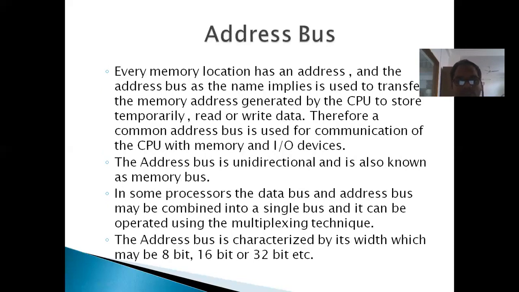Next one is address bus. Every memory location has an address, we know that. And the address bus, as the name implies, is used to transfer the memory address generated by the CPU to store temporarily, read or write data. So the CPU will use these addresses for reading and writing the data.